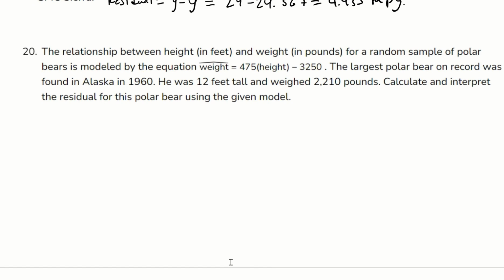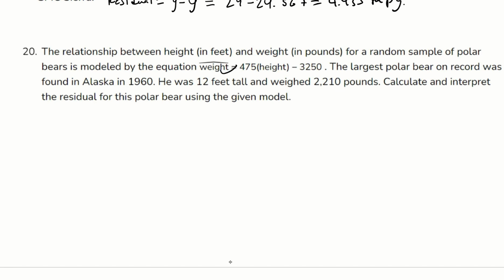It says the relationship between height in feet and weight in pounds for a random sample of polar bears is modeled by the equation given. The largest polar bear on record was found in Alaska in 1960. He was 12 feet tall and weighed 2,210 pounds. Calculate and interpret the residual for this polar bear using the given model.